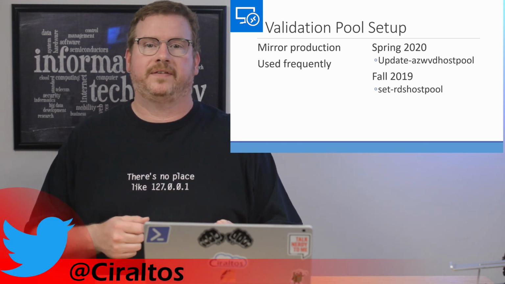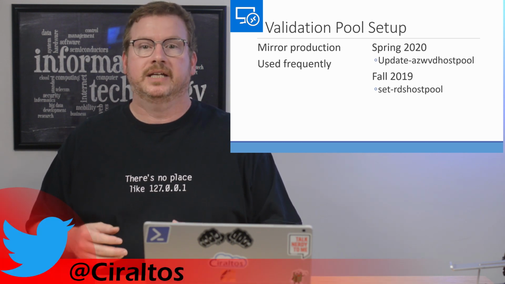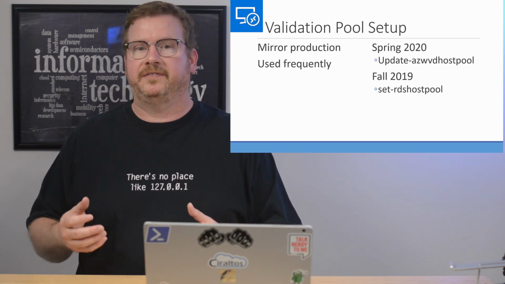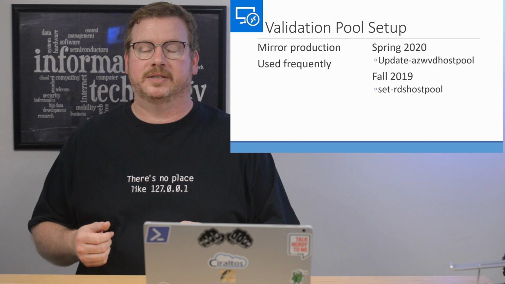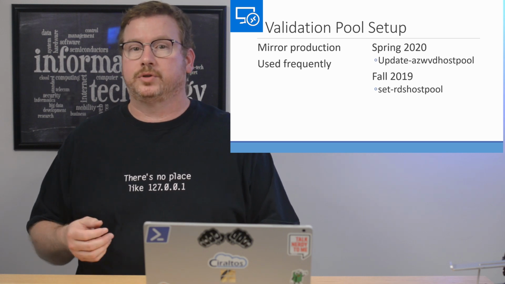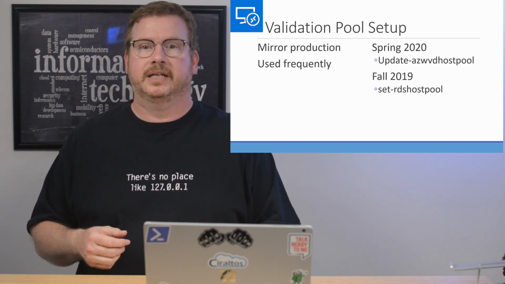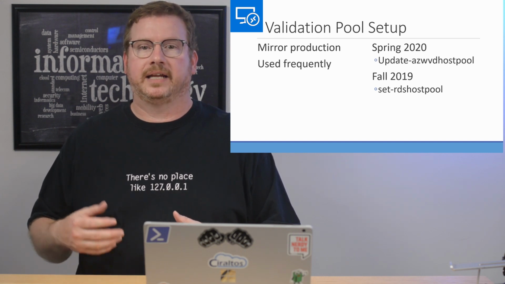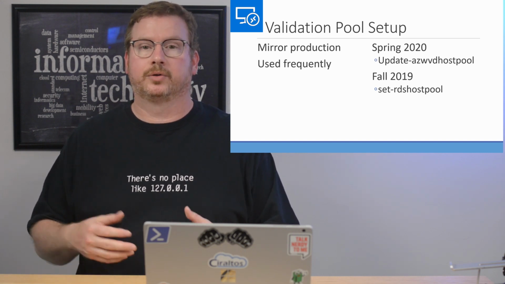First, there are two important factors when using validation pools. The validation pool should be as close to production as possible. To be effective, it really needs to be the exact same as production. Also, the validation pool should be used frequently by users. If it sits unused, it's not going to be effective. I recommend using a variety of users, not just IT or a group of testers.